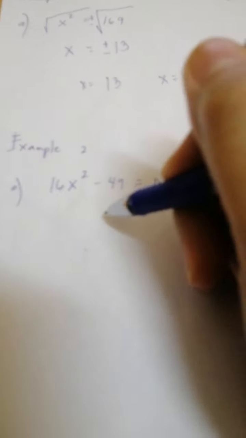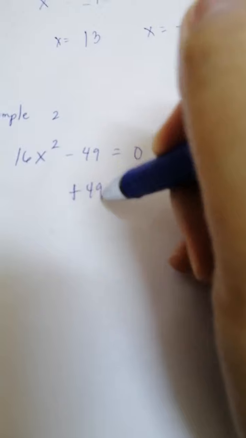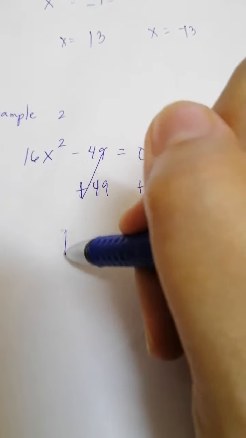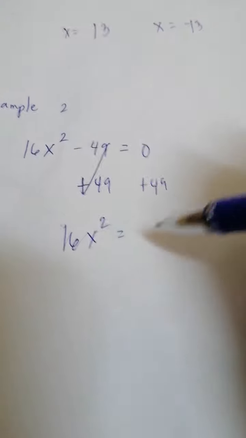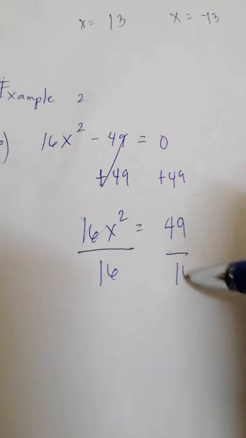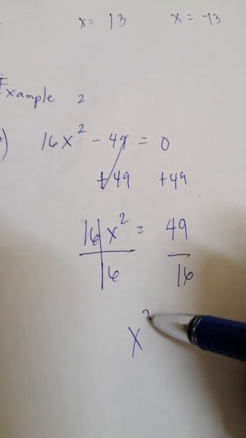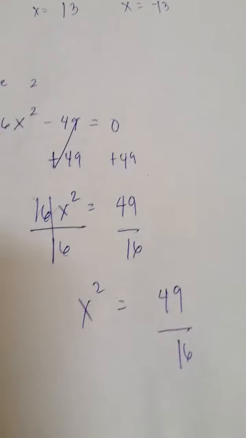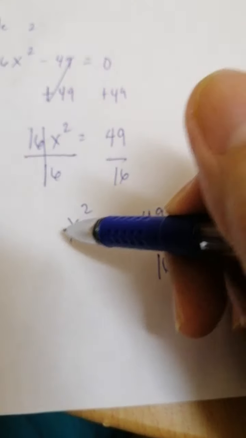So you have to do inverse operation, plus 49 plus 49. So cancel. So I have 16x squared is equal to 49. Okay, and then we divide both sides by 16. Then x squared is equal to 49 over 16. Okay, no need to simplify. Just apply the square root property now.